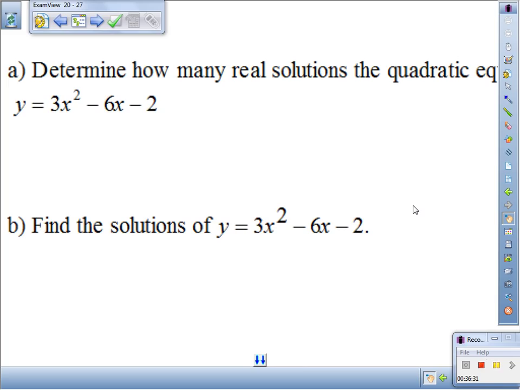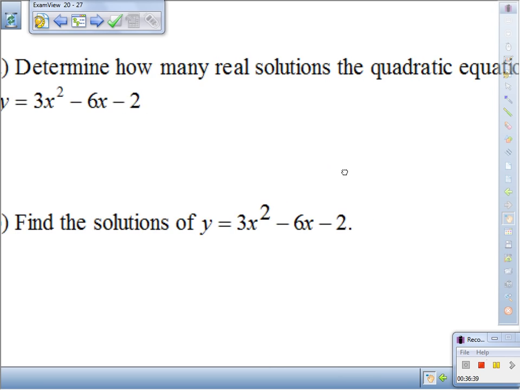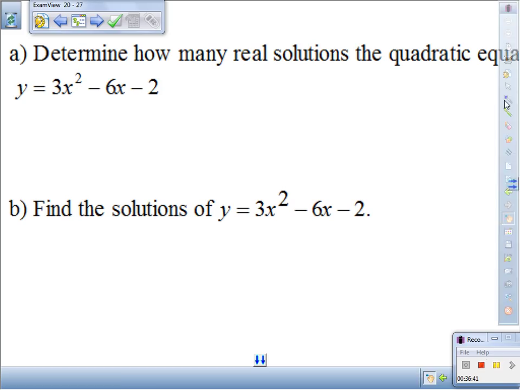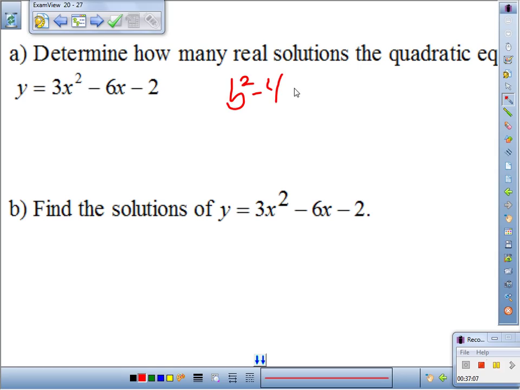It says, focus, determine how many real solutions a quadratic equation has. So, question, did we ever find out before we started solving equations how many solutions they have? Yes, that's when I asked you to make predictions, remember that? So how do we predict how many real numbers? So we do b squared minus 4ac.